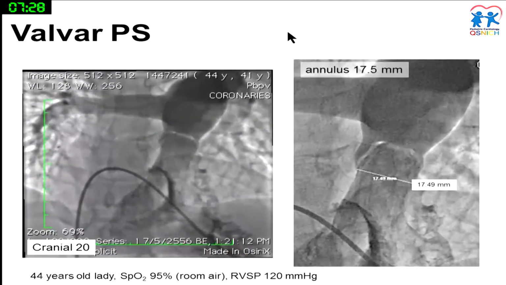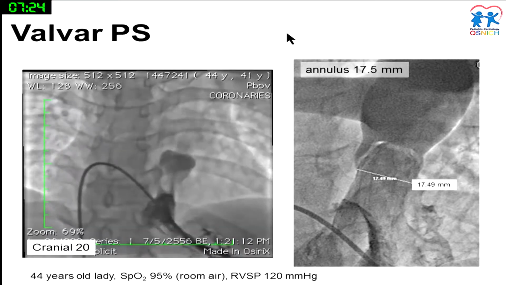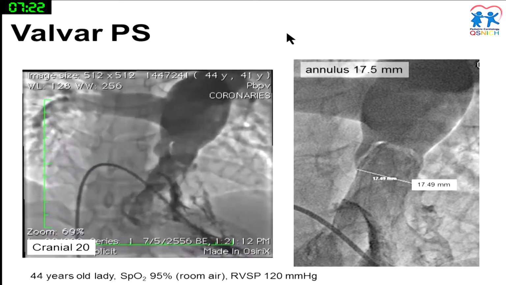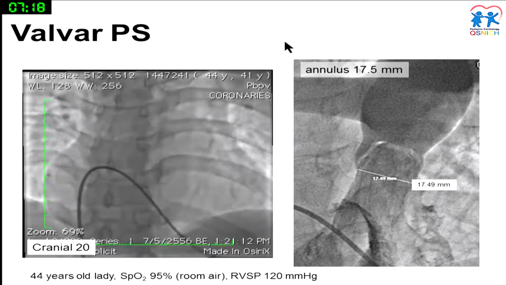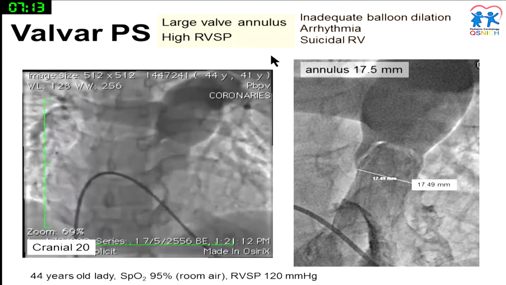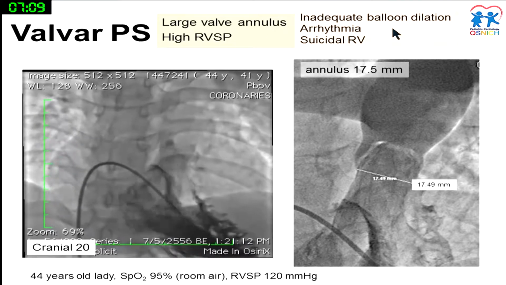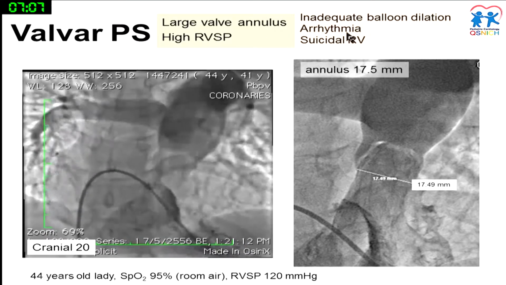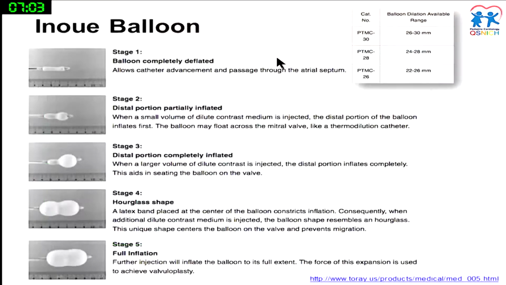And once we measure the diameter, it's about 18 millimeter. So you can imagine that if you're going to treat this 18 millimeter annulus, you need to add at least 120%. So it means that you need a very huge balloon. And a large valve annulus, high RVSP, and inadequate balloon dilation can lead to residual shunt or whatsoever. Arrhythmia may occur, and a suicidal RV can be a detrimental problem for this patient.